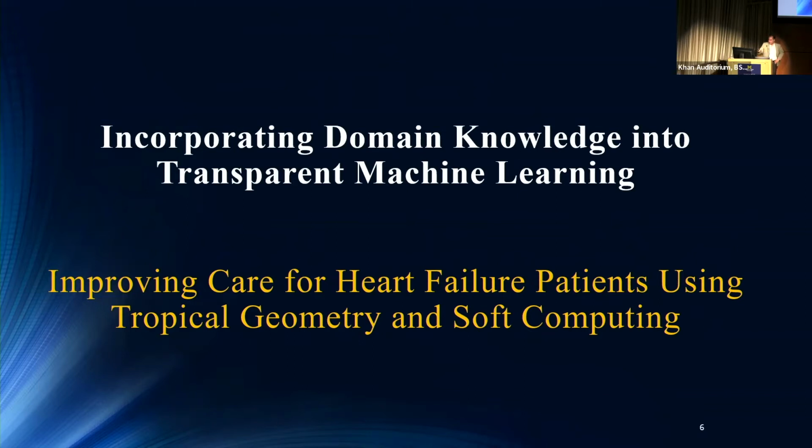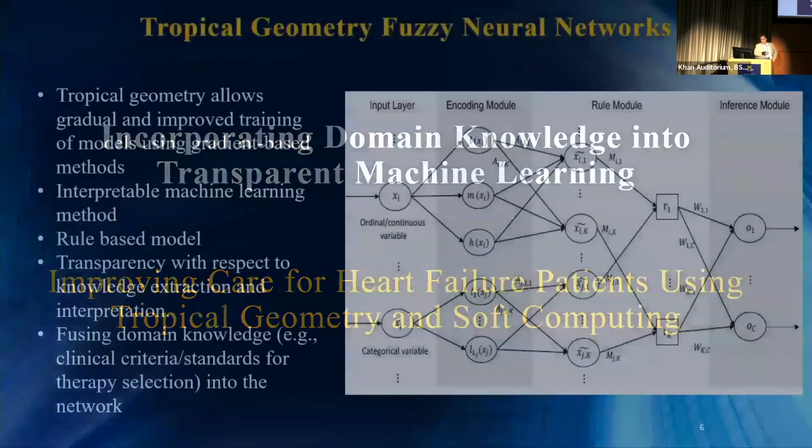So the example that I want to show you is how we generate a system for decision making for treatment provided to heart failure. This is research supported by the National Science Foundation. And I will tell you briefly what is the technology that we talked about.